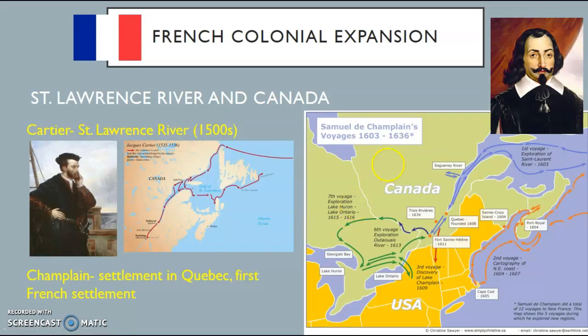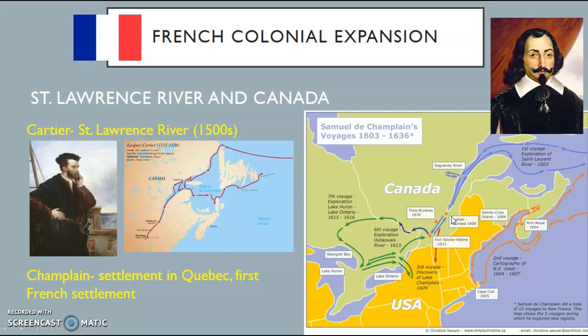So the French started their exploration with two people who you recognize from our last unit, and that's Cartier and Champlain. So Cartier in the 1500s began exploration of the St. Lawrence River, which sort of separates the United States and Canada today. And then Champlain set up the very first French settlement, the first one for the French people, French country, and that was in Quebec, which of course is today a very large city in Canada. It's right up here on the map. And it was founded in 1608 by Champlain.